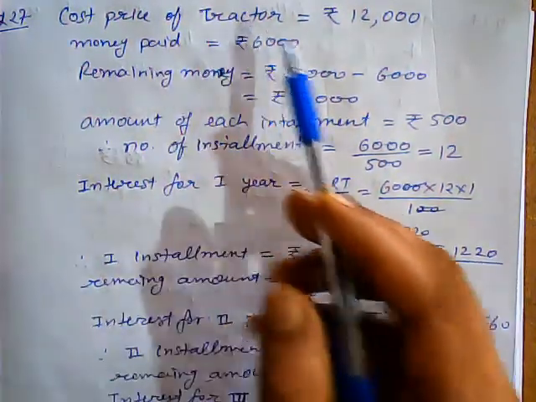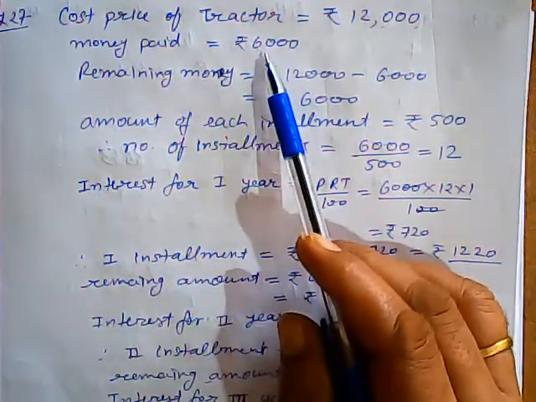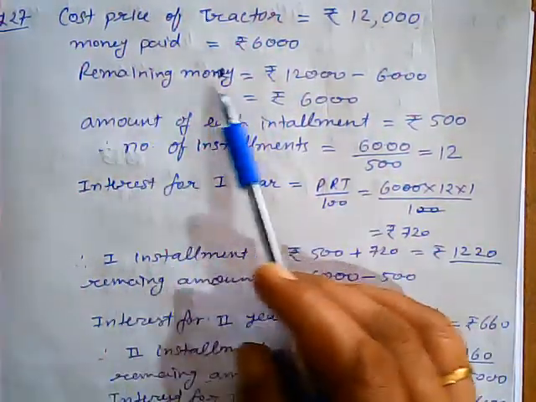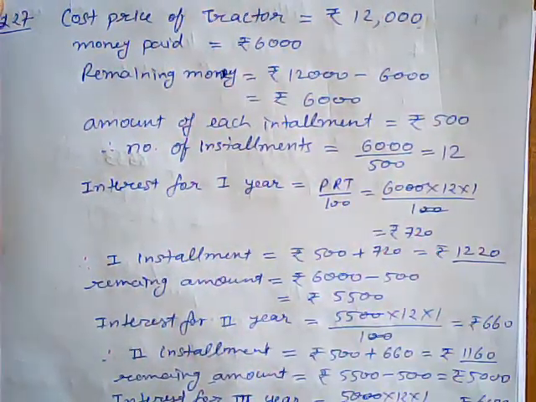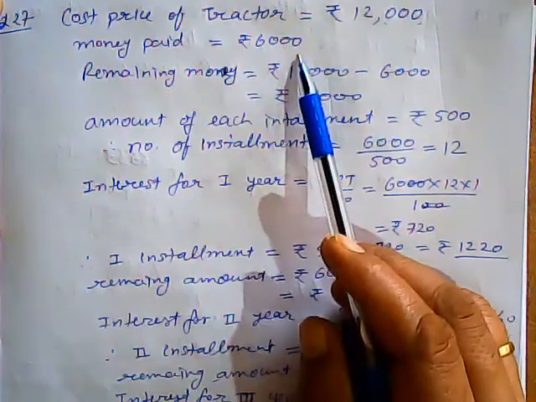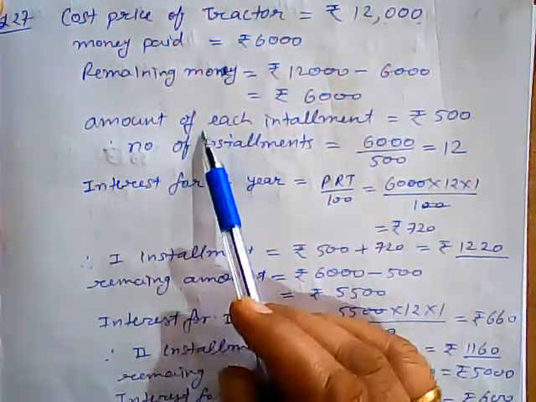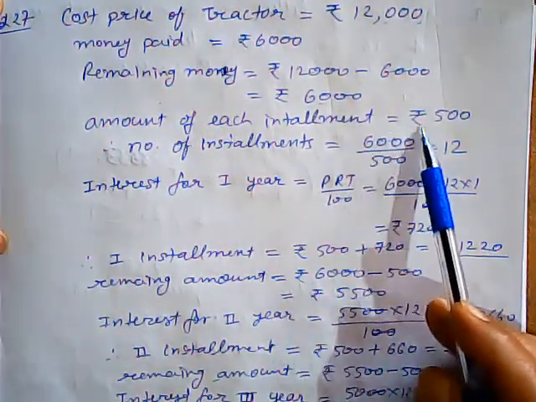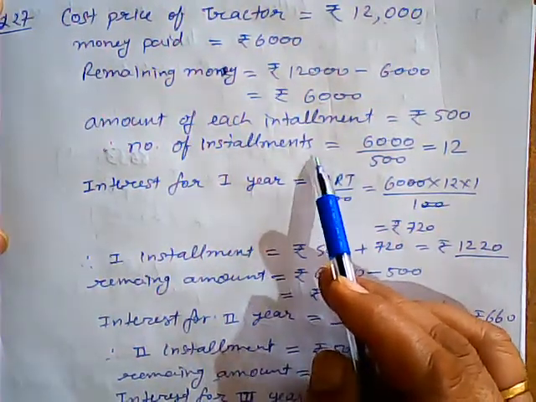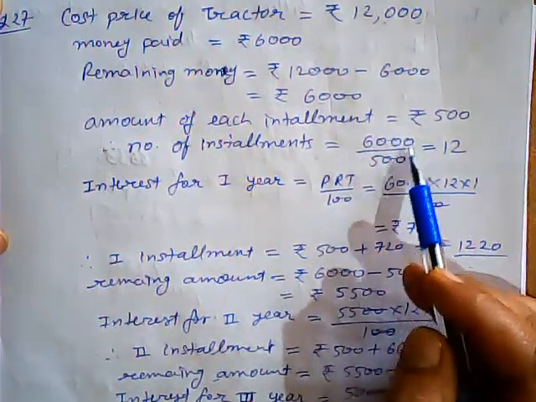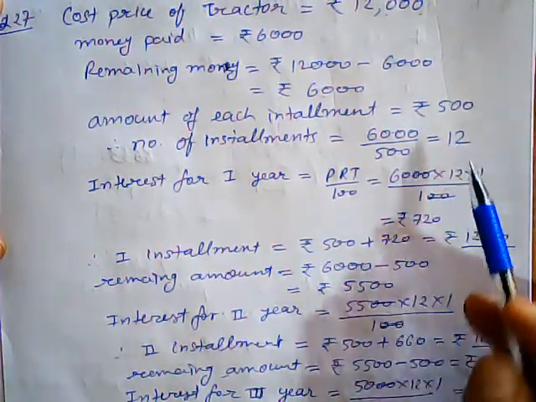Cost price of tractor equal to rupees 12,000. Money paid equal to rupees 6,000. So remaining money equal to rupees 12,000 minus 6,000, since rupees 6,000 was paid as cash. So remaining money is rupees 6,000. Amount of each installment equal to rupees 500. So number of installments equal to unpaid amount 6,000 divided by each installment, that is 500. So it is equal to 12.